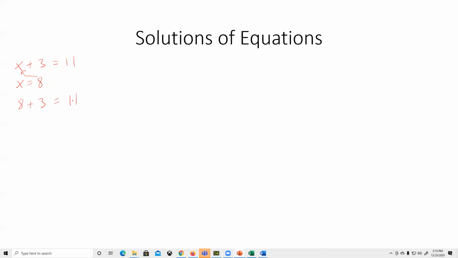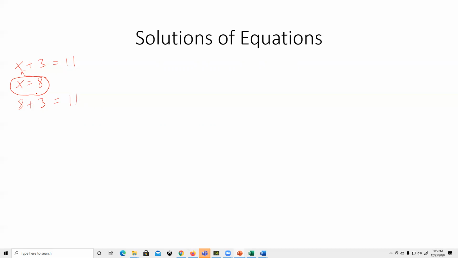If we plugged any other number in for x, it wouldn't work. Like if I plugged 5 into x, 5 plus 3 is not 11. Or if I plug 13 into x, 13 plus 3 is also not 11. Right? We have one solution, and in this case, the solution is unique. There's no other solution to this equation. As you learn more about equations, you'll see some equations could have more than one solution, but in this case, this is the only solution.